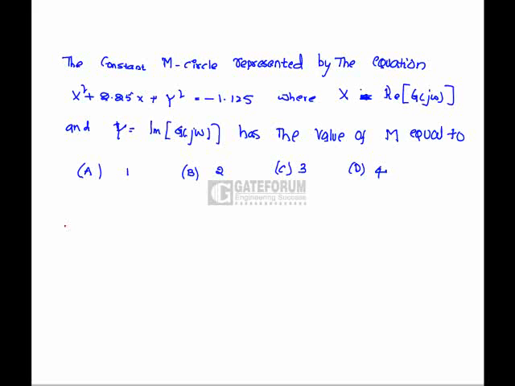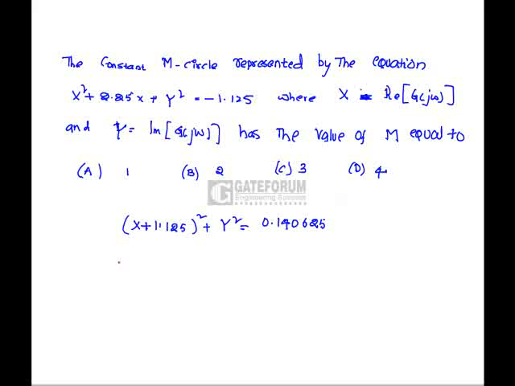The constant M circle is represented by the equation x square plus 2.25x plus y square equals minus 1.125, where x is the real part of the open loop transfer function and y is the imaginary part of the open loop transfer function. Find out the value of M. Here (x plus 1.125) square plus y square is equal to 0.140625. So the equation given in the question can be modified to this kind of equation.